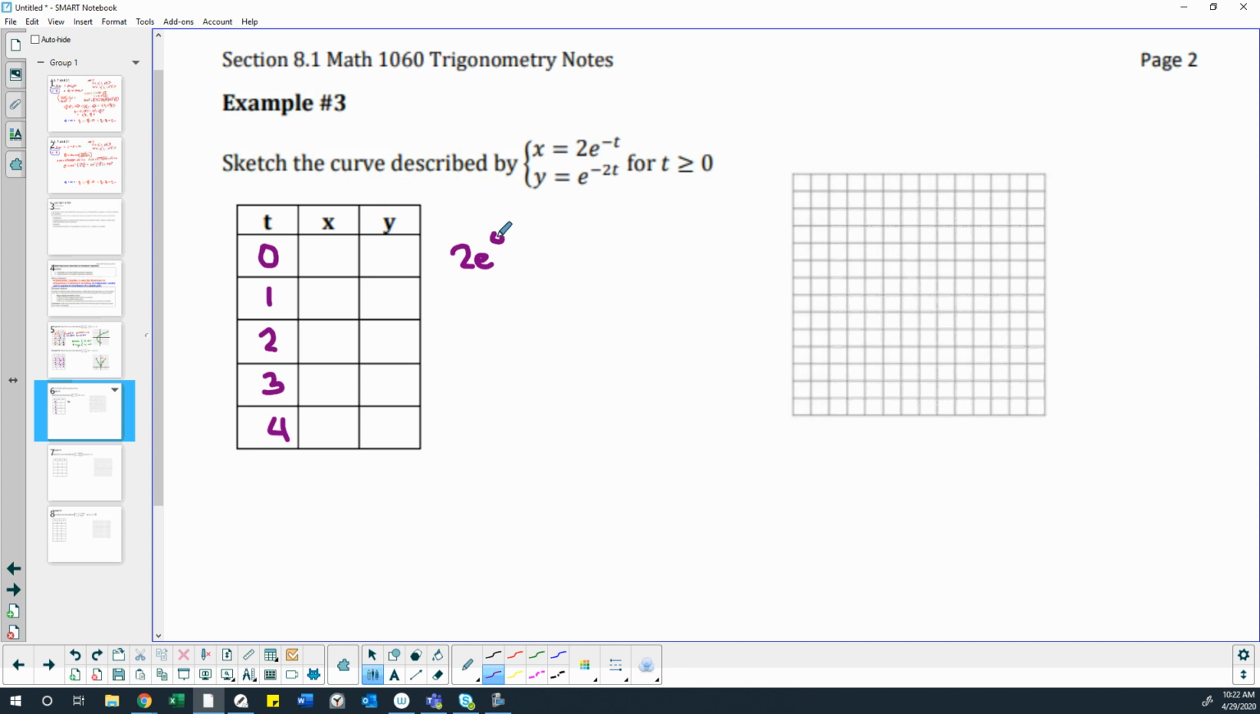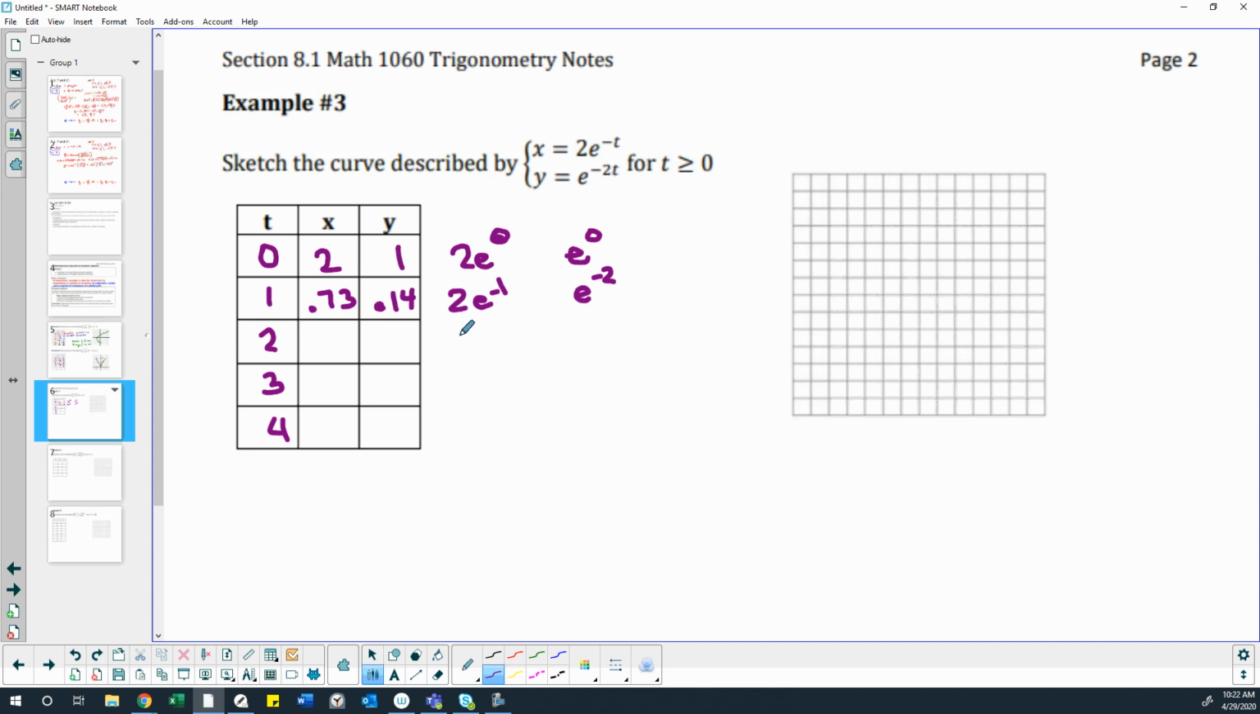So e to the 0 power would be 1, right? So 2 times 1 would be 2. And then this one, e to the 0 power, would be 1. Okay, so then you've got the next ones, Adrian, you plugged them in. So then we've got 2e to the negative 1, which is 0.73. And we've got e to the negative 2, which is 0.14.